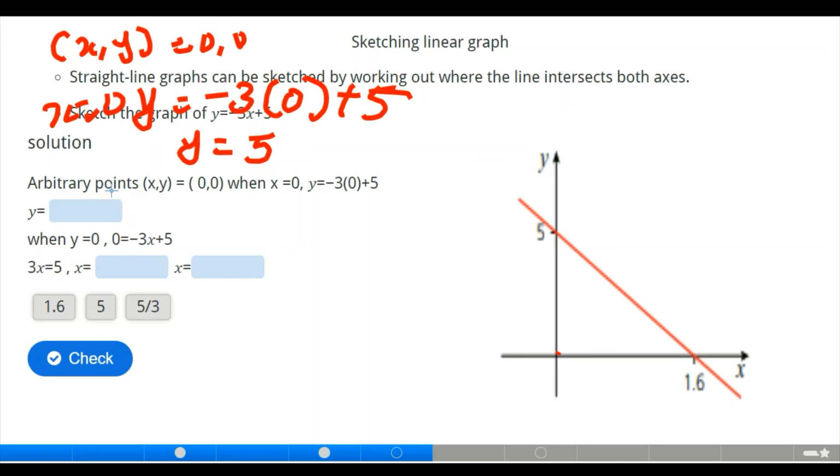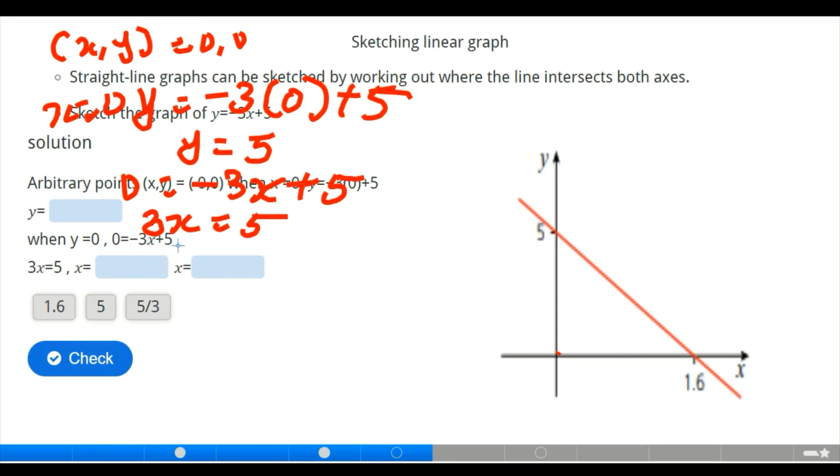Now let's do the next one. When y is 0, what is x? So we have 0 equals minus 3x plus 5. That is the given equation that we are solving. Now since y is 0, we need to bring minus 3x to the other side. So it changes to plus 3x. We have 3x equals 5.